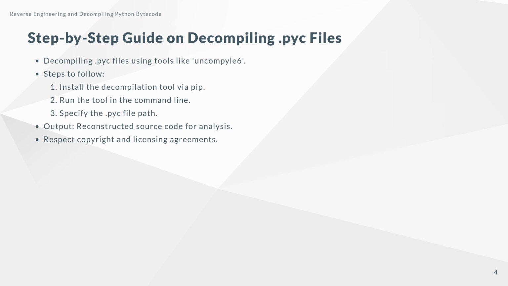Now let's move on to the practical aspect, decompiling PYC files. These files are compiled Python files that contain bytecode. To decompile them, we can use tools like uncompyle6 or decompyle3. The process is straightforward. First, install the decompilation tool using pip. Next, run the tool in your command line interface, specifying the path to the PYC file you wish to decompile. The output will be the reconstructed source code, which you can then analyze or modify.